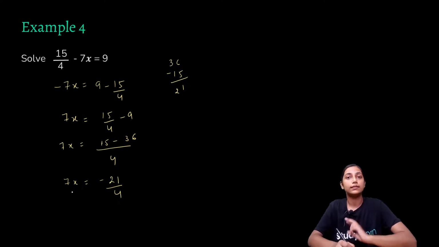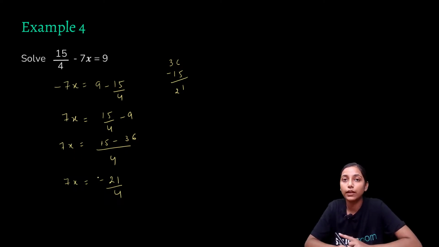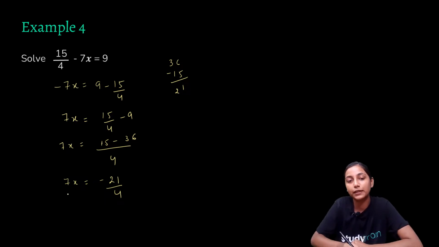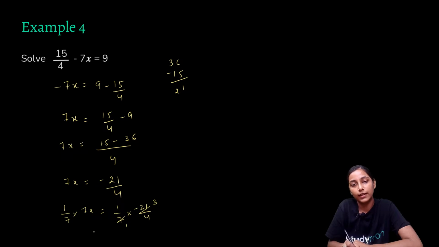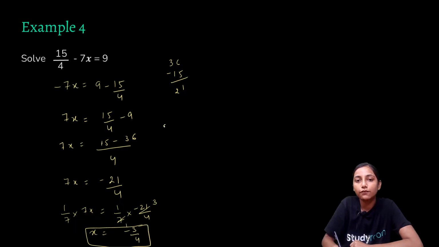And now the second step, that was to divide both the equations by the coefficient of the variable. Here the coefficient of x is 7. We will be dividing by 7 both the sides. You can simplify now. 7 1s are 7 and 7 3s are 21. So our x is coming to be minus 3 by 4. So x equals to minus 3 by 4 is the solution of this equation.